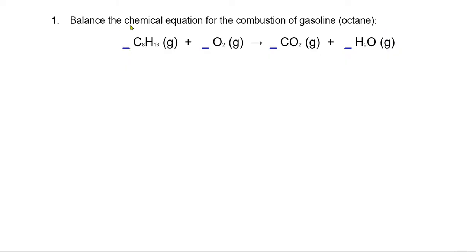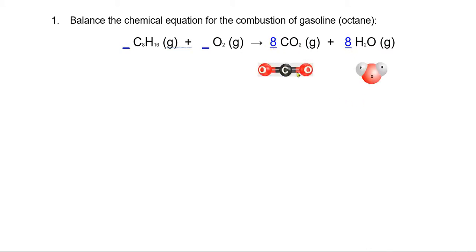First question, balance the chemical equation for the combustion of gasoline. Octa means 8, so this is the 8 carbon fuel. Make CO2 and water when you burn it. How many? There are 8 carbons here, so I'm going to put 8 here. 8 CO2 molecules. 16 hydrogens becomes 8 times 2. 16 hydrogens. Hoping you can now use multiplication.